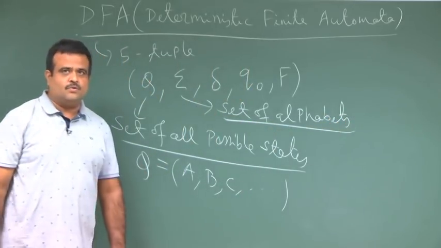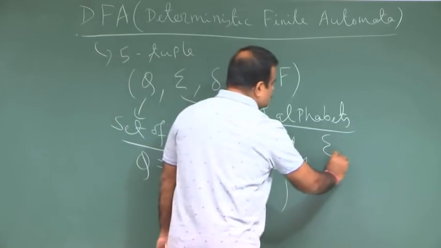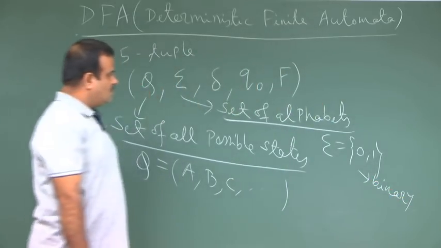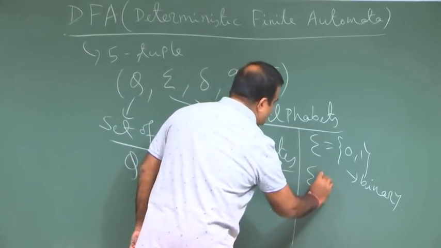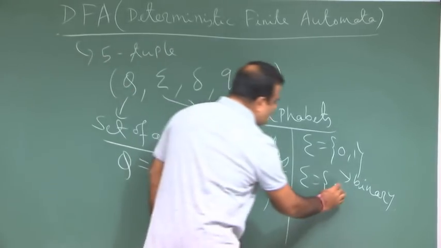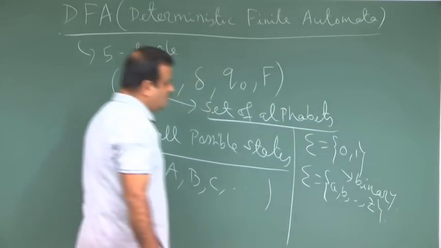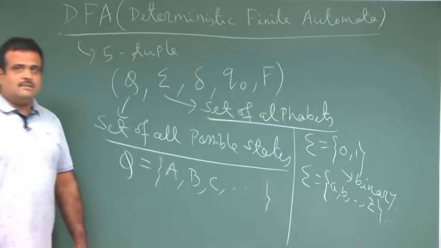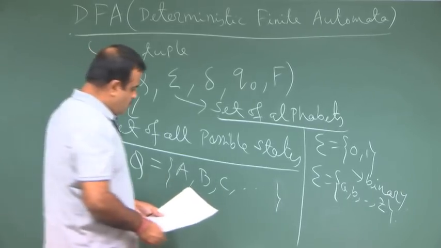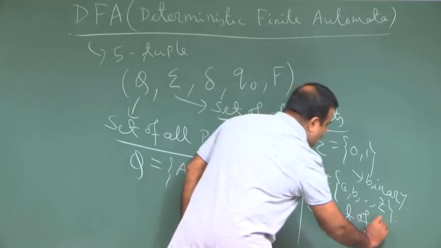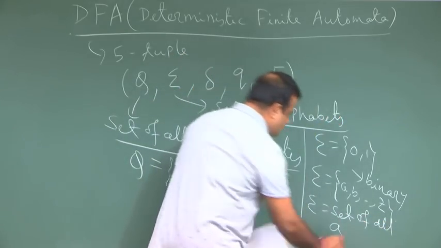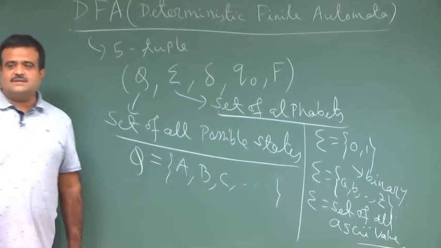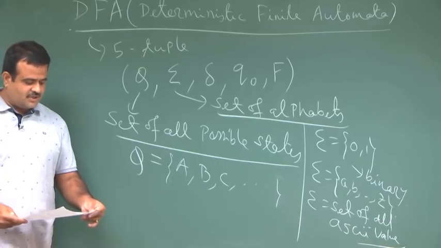This is the other input. So this could be 0, 1, the binary input. Alphabet could be binary, then it is 0, 1, or this could be some small letters like the English alphabet from A to Z. These are the small letters, because capital letters we are going to use for the states and small letters we can use for the alphabet, or it could be ASCII values. This could be the set of all ASCII values. So these are the alphabets, that is the other part of the input of this finite state machine.